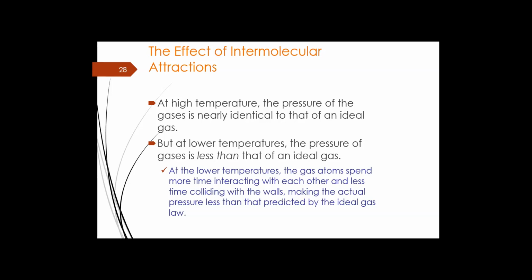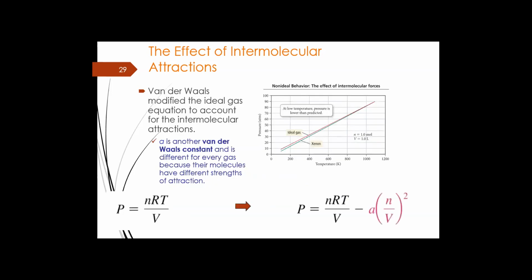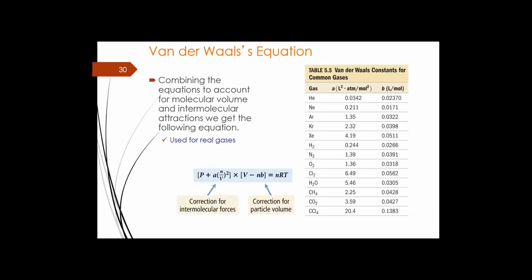And so that's bringing our pressure down. And so van der Waals had another modification for this. He modified the ideal gas equation with an A factor, and that A factor deals with the fact that each gas has different attractions because of what makes them up. And so when we go to lower temperatures, we start to see that have an impact. So overall, our real gas equation looks a little bit more complicated than our ideal one.